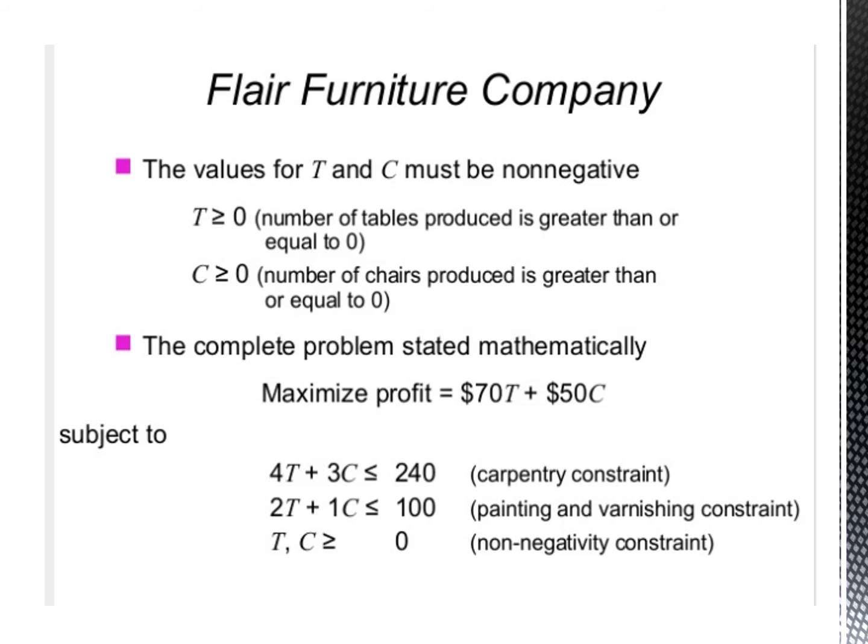The complete problem stated mathematically. Maximize profit equals $70 times T plus $50 times C, subject to 4 times T plus 3 times C is less than or equal to 240, the carpentry constraint. This is the formula for the carpentry constraint. 2 times T plus 1 times C is less than or equal to 100, the painting and varnishing constraint.